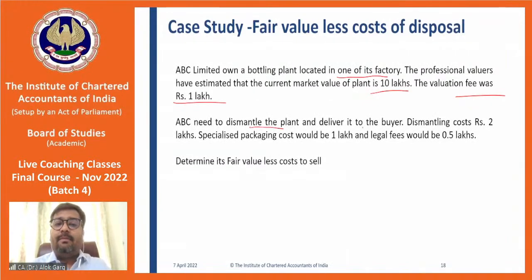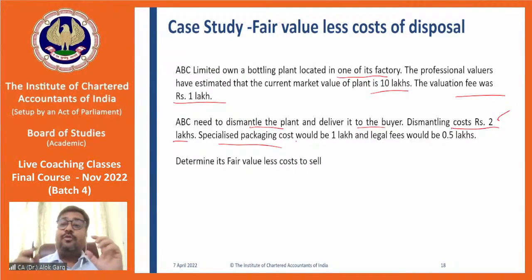ABC needs to dismantle the plant and deliver it to the buyer. Dismantling cost is rupees 2 lakhs, right? So first, if this company wants to sell this plant, it has to be dismantled. It means there is a dismantling cost. Is this cost of removal a part of cost of sale? Yes, it is. It also includes a specialized packaging cost of rupees 1 lakh and legal fee of rupees 0.5 lakhs. Yes, these are the costs to sell.